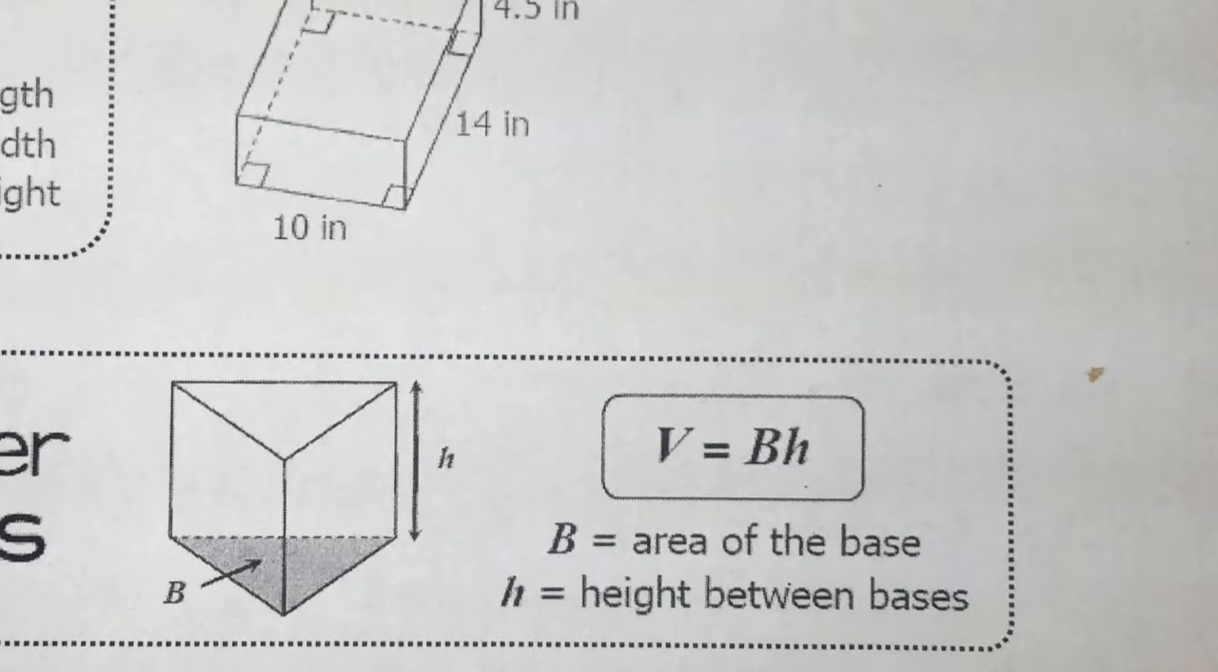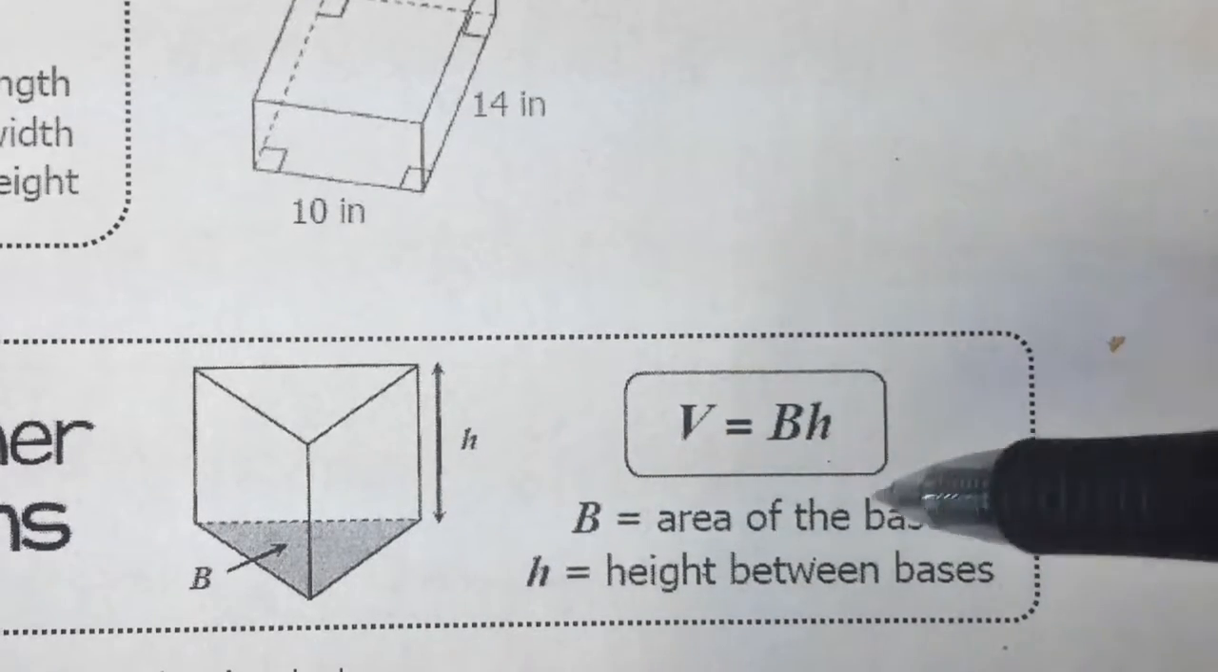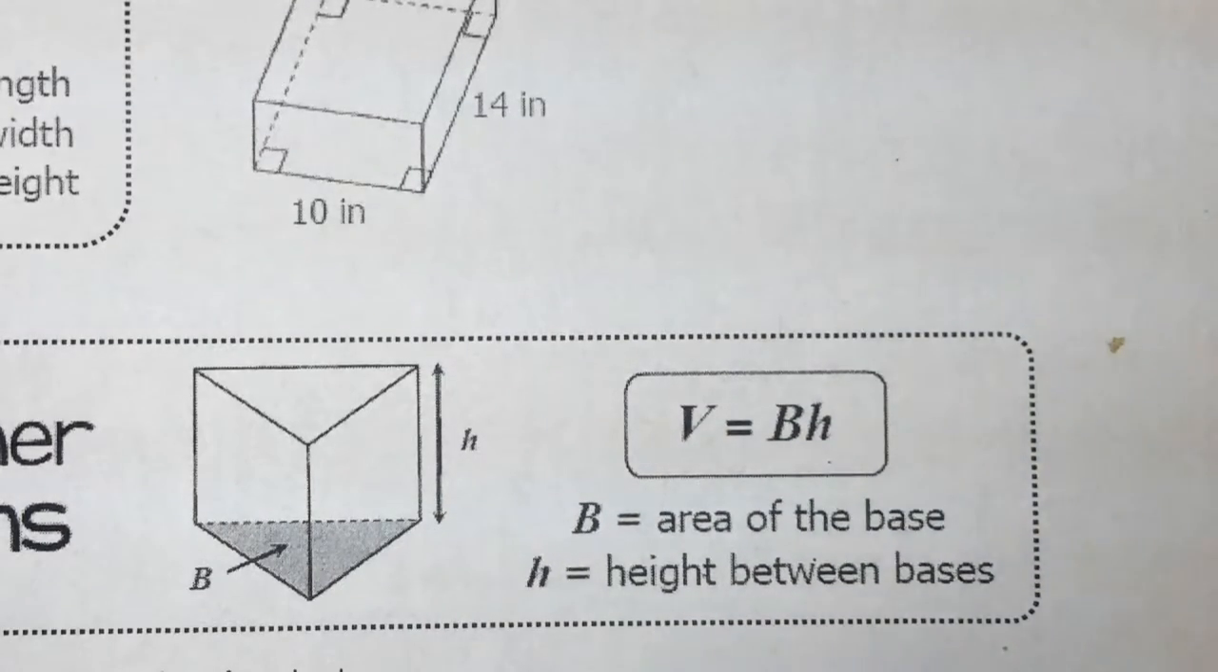Let's be young adults. So volume equals capital B times the height. Capital B is the area of your base. We did that when we first started this unit. Y'all should all know how to identify the base of a figure. Depending on the shape of your base, that's what your capital B is going to be. It's going to change depending on your figure.